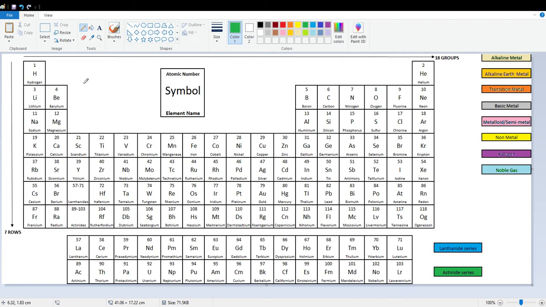Now let's begin with the first element in the periodic table, which is hydrogen. Now hydrogen is a non-metal element. It has an atomic number 1, denoting proton number 1. As we progress towards the right side of the periodic table, the atomic number increases by 1.